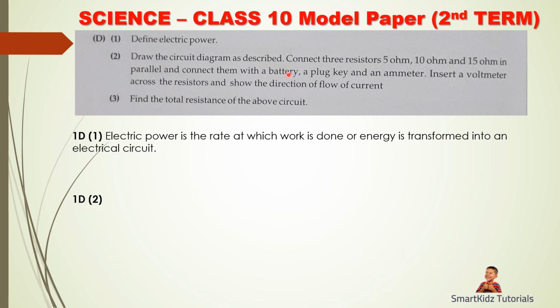Second question, draw a circuit diagram as described. Connect 3 resistors 5 ohm, 12 ohms, 15 ohm in parallel. Connect them with a battery, plug key, and an ammeter. Insert a voltmeter across the resistors and show the direction of flow of current.